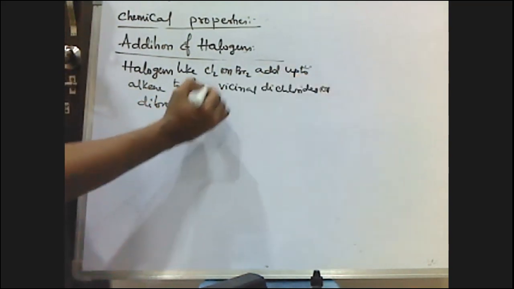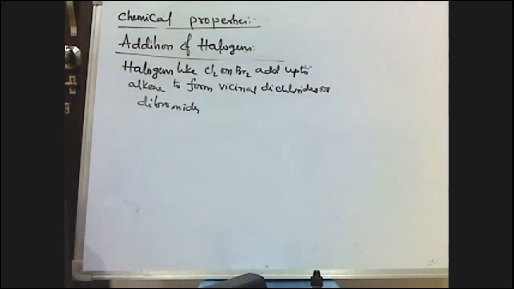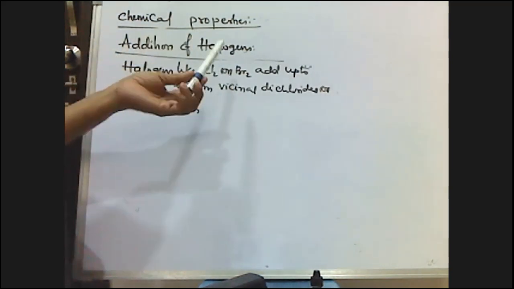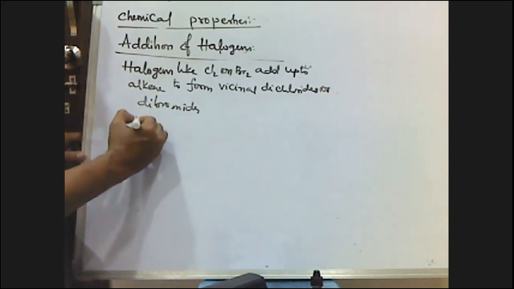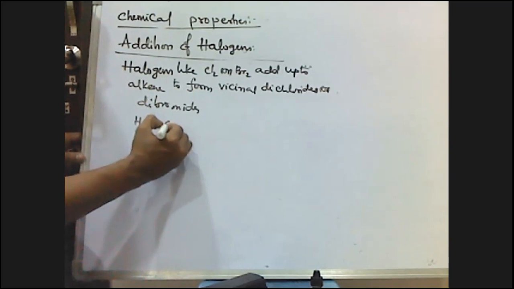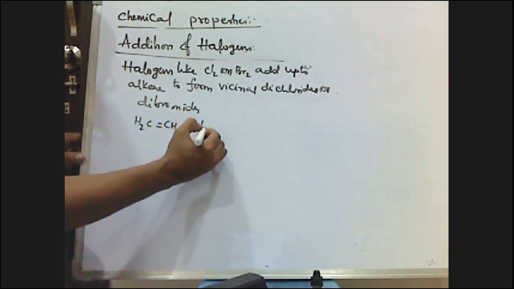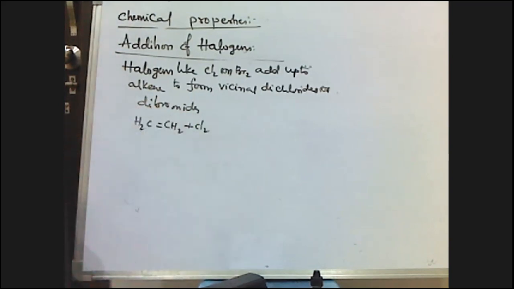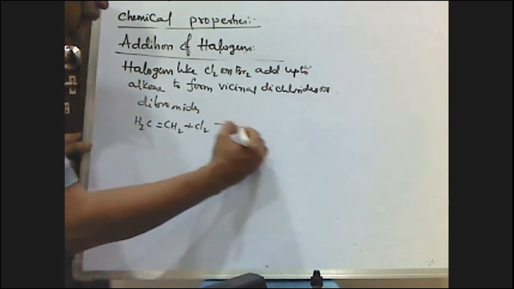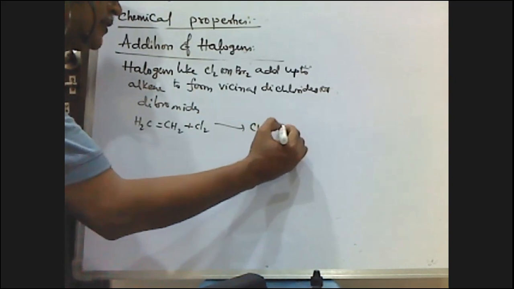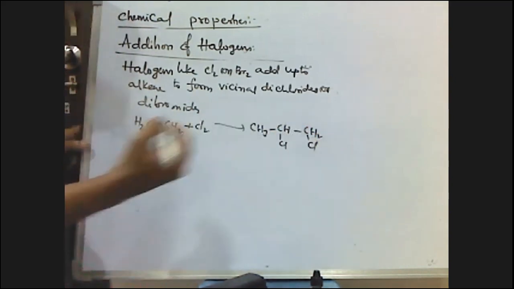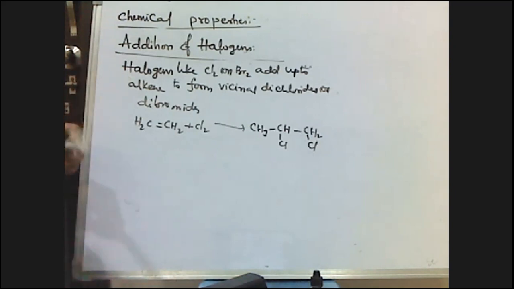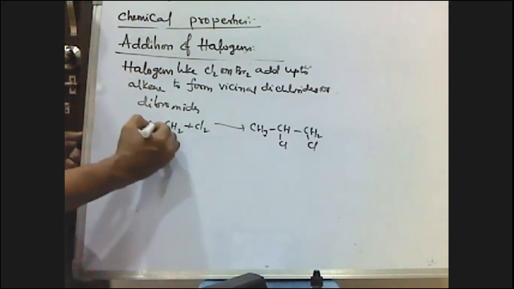vicinal dichlorides or dibromides. When treated with chlorine, they form vicinal dichlorides. When treated with bromine, they form vicinal dibromides. So for example, when ethene is treated with chlorine, what is happening is CH2Cl, CH2Cl.